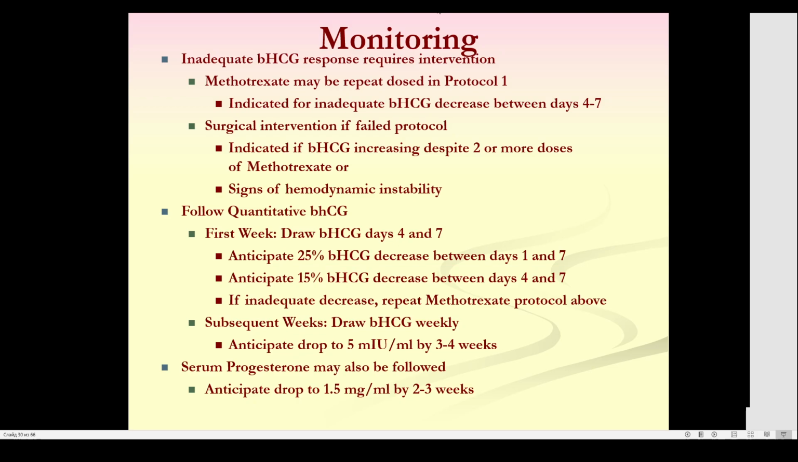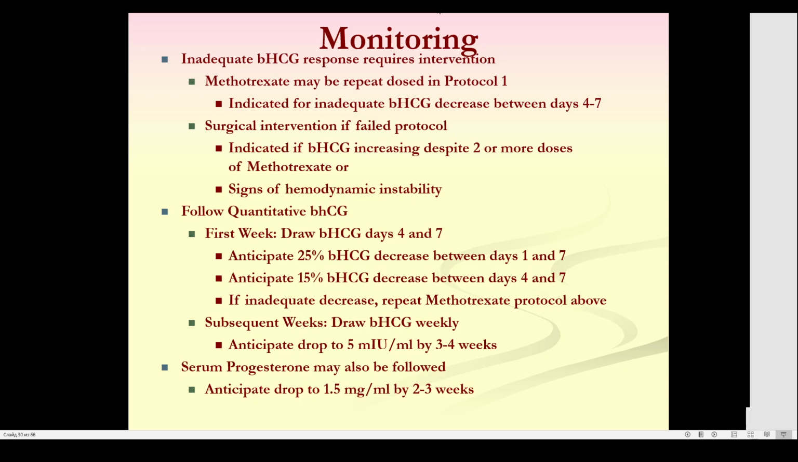How do we use monitoring after conservative treatment? Inadequate beta-HCG response requires intervention. Methotrexate may be repeat dosed in protocol 1, indicated for inadequate beta-HCG decrease between days 4-7. Surgical intervention is for failed protocol, indicated if beta-HCG is increasing despite 2 or more doses of methotrexate or signs of hemodynamic instability.